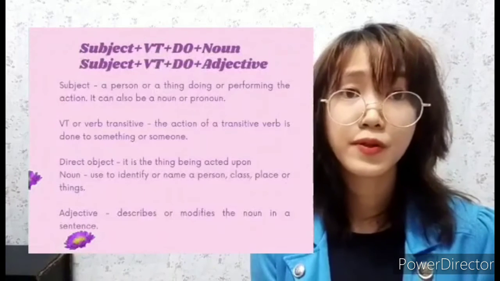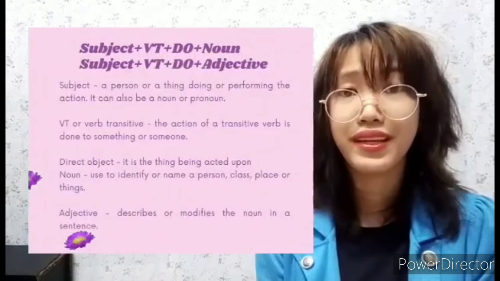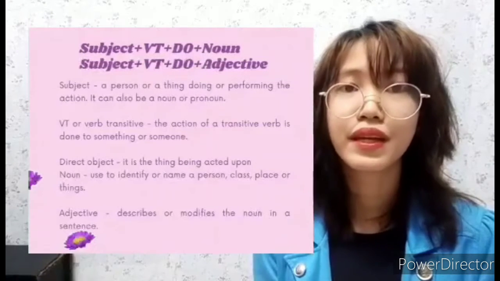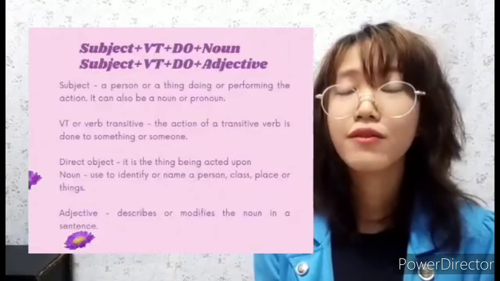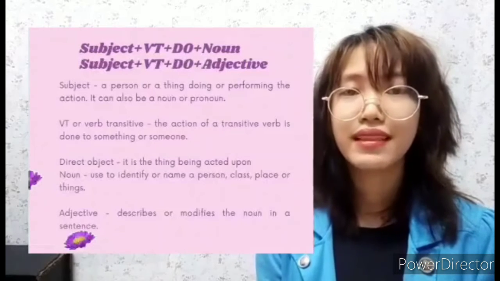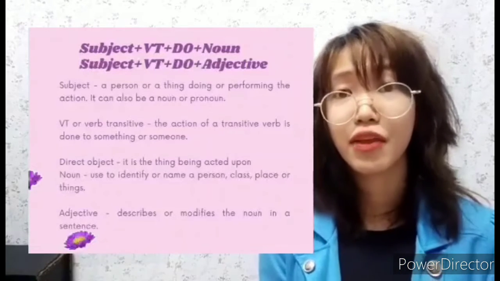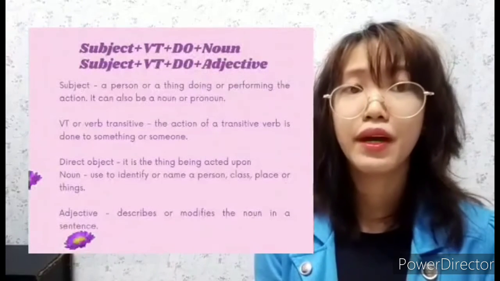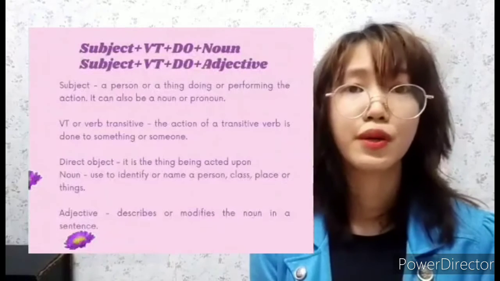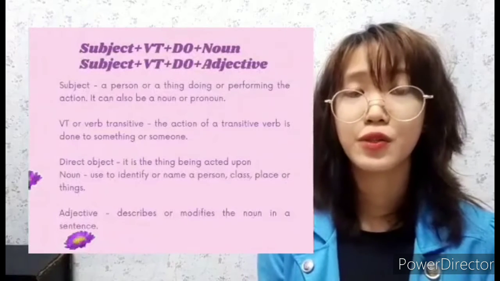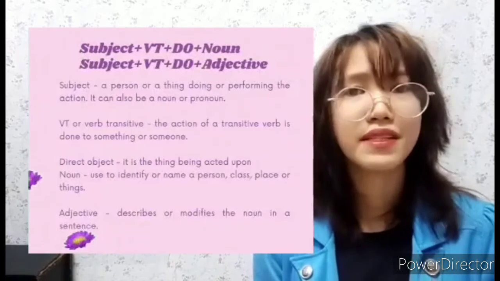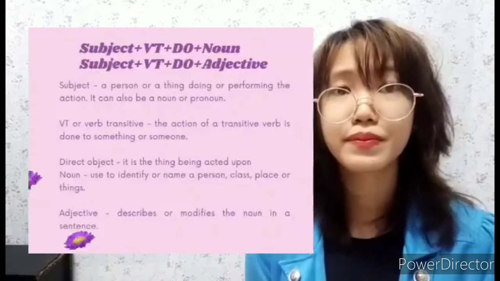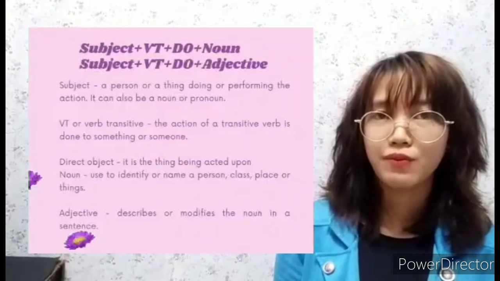A subject is a person or a thing doing or performing the action. It can also be a noun or a pronoun. Verb transitive or VT is a verb that can take a direct object. Later, direct object will be explained. The action of a transitive verb is done to something or to someone. Its function is to make the meaning clear, and it must have a direct object who receives the action of the verb.